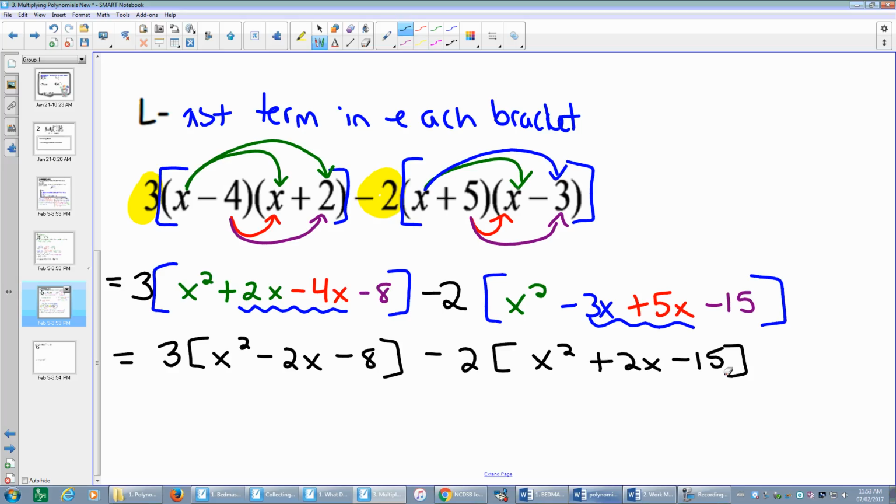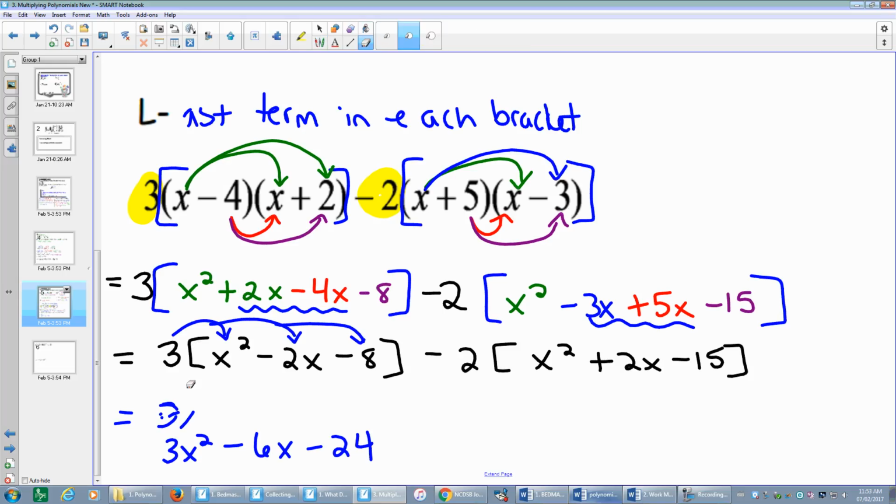Okay, now this becomes like a question that we did at the very beginning of the note today. And I'm going to do the distributive property. I have a 3 outside the bracket, so I need to multiply that in, which gives me 3, oops, that's supposed to be a 3. I'm going to write 3x squared minus 6x minus 24. That's that first bracket.